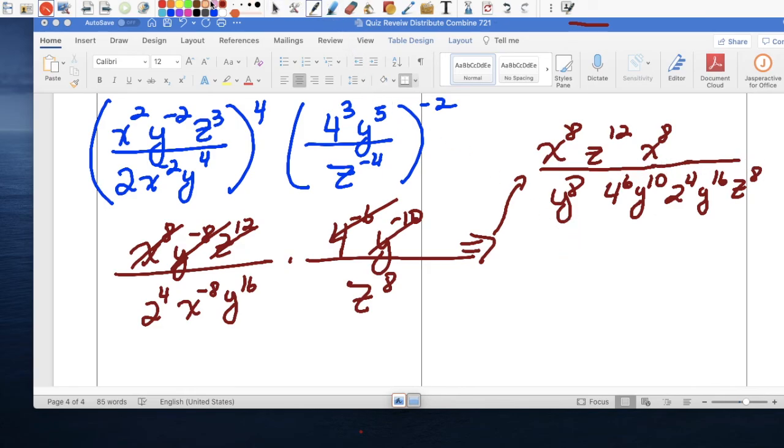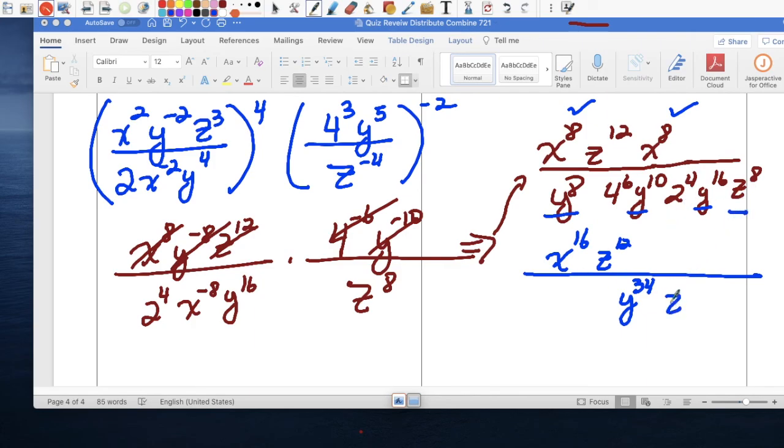Now I have to clean up this mess. X to the 8 and x to the 8, they're the same base. Add the exponents, gives me x to the 16, and then z12. At the bottom, I have y to the 8th, y to the 10th, and y to the 16, and that's going to give me y to the 34. And then I have z to the 8.